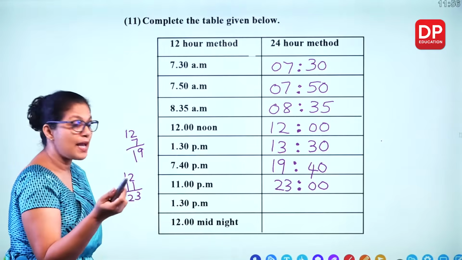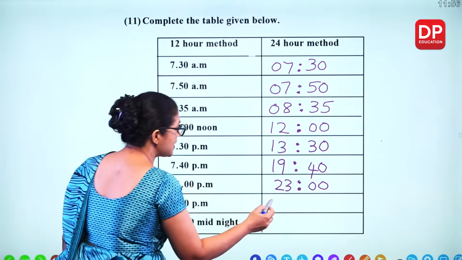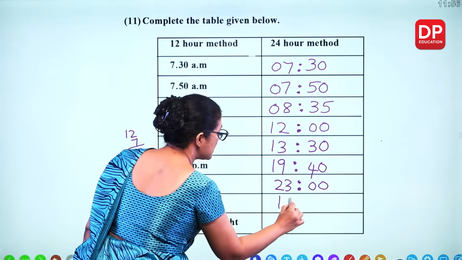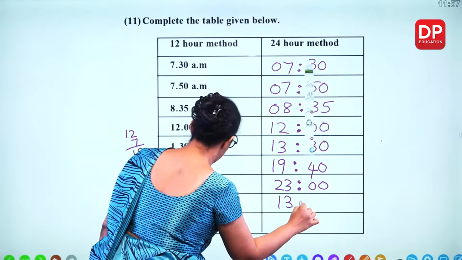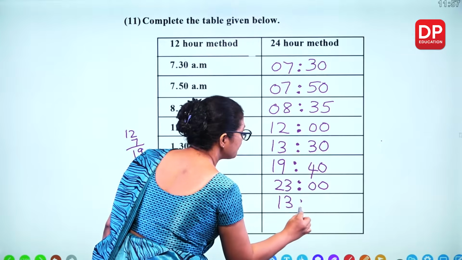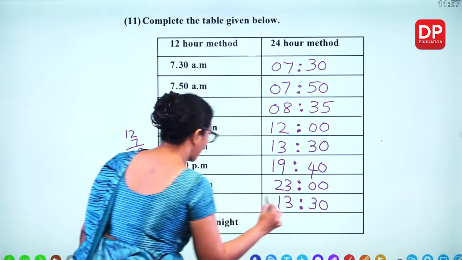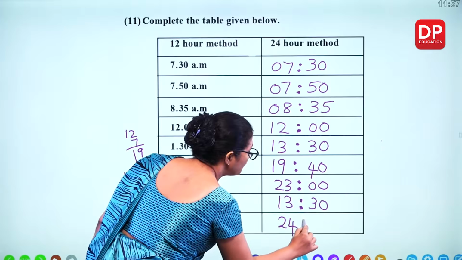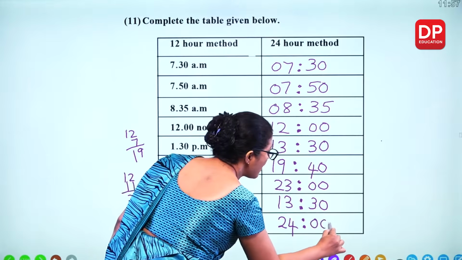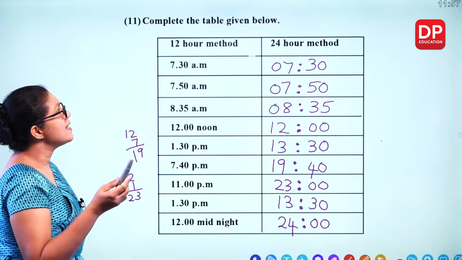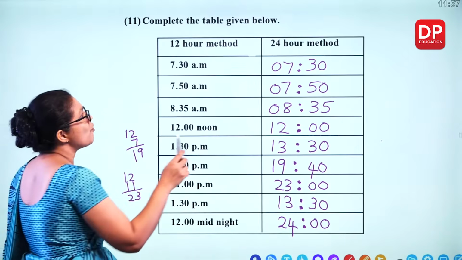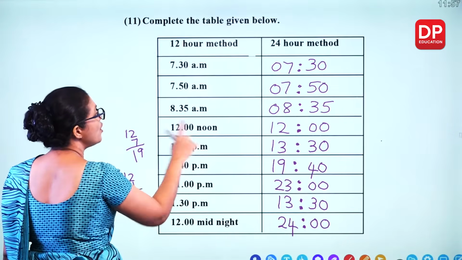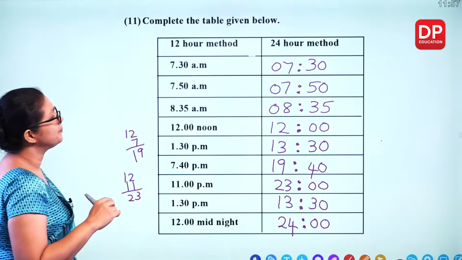And 1:30 p.m. is the same as adding 12 to that, 13:30. And 12 midnight, we say 12 plus 12, 24. So remember how to write down 12-hour method as well as 24-hour method. In the 24-hour method, we put a colon, and here AM or PM or noon with one dot.